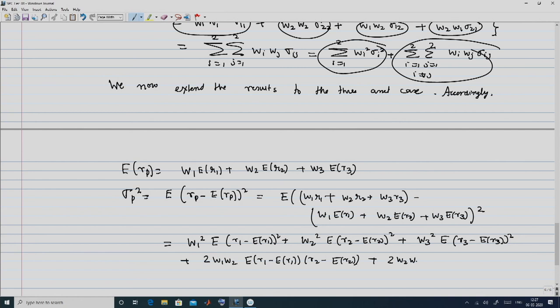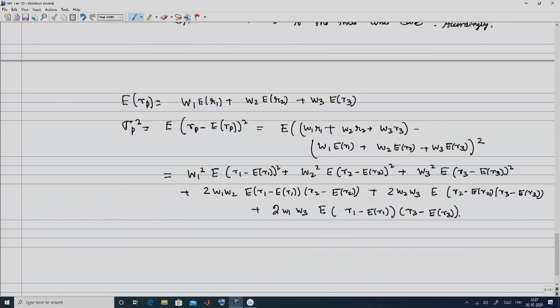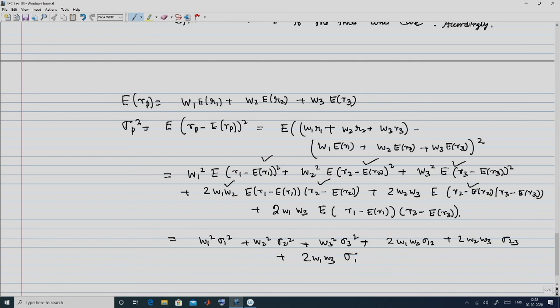plus twice W 2 W 3. So, this is going to be E of (R 2 minus E of R 2) into (R 3 minus E of R 3) plus twice W 1 W 3. This is going to be E of (R 1 minus E R 1) into (R 3 minus E of R 3). So, this can be now rewritten as W 1 square sigma 1 square plus W 2 square sigma 2 square plus W 3 square sigma 3 square. And this term is going to be twice W 1 W 2 into sigma 1 2 plus twice W 2 W 3 sigma 2 3 plus twice W 1 W 3 sigma 1 3.